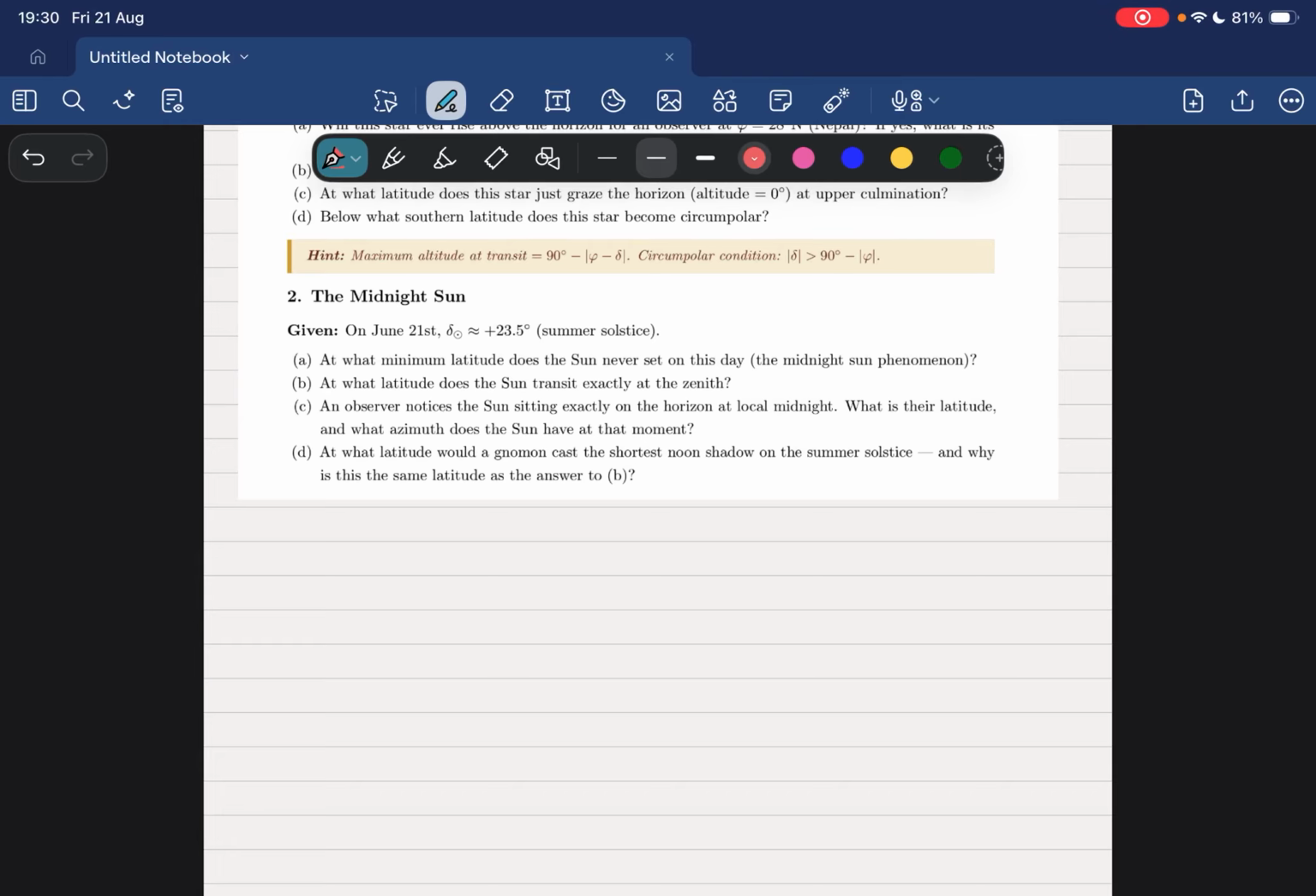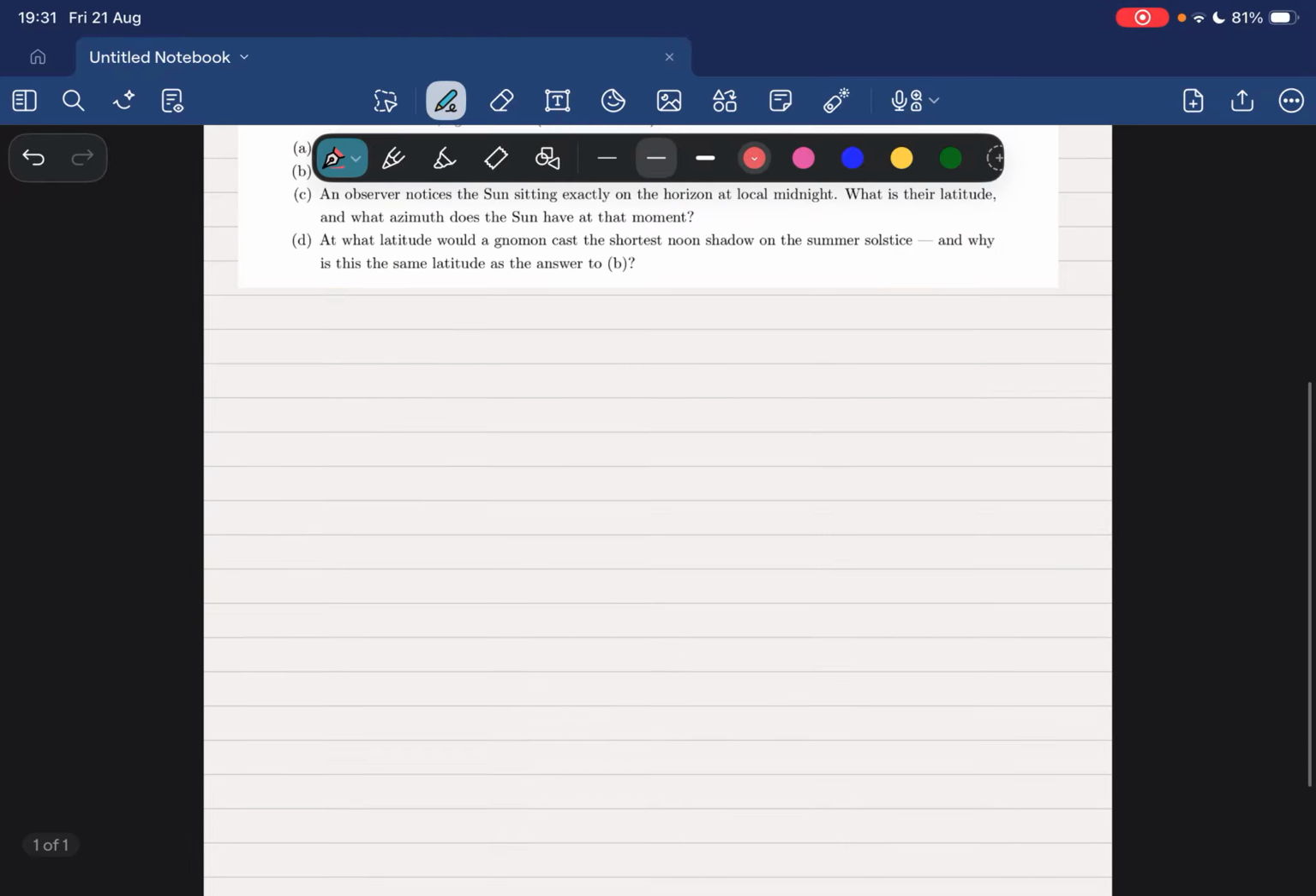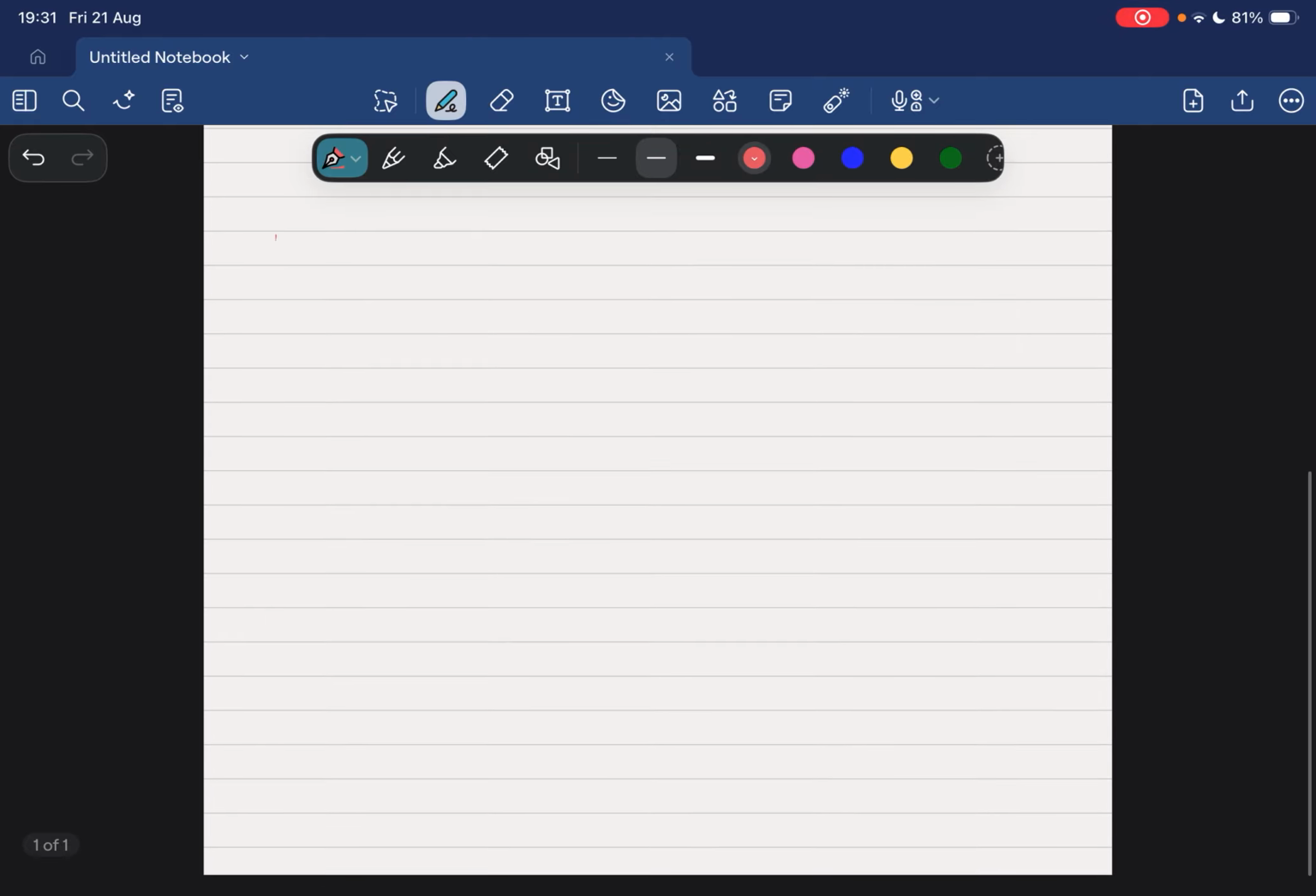Let's quickly hop into these two questions, and these are really interesting. Before going to either of them, let me tell you, the altitude at transit is given by 90 minus phi minus delta, and at culmination this is the highest altitude, when the star is at the local meridian. Let me tell you an example.